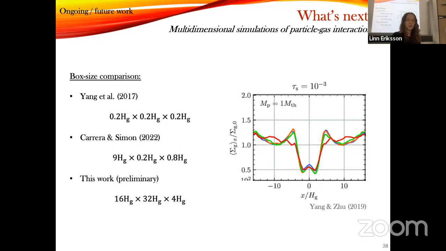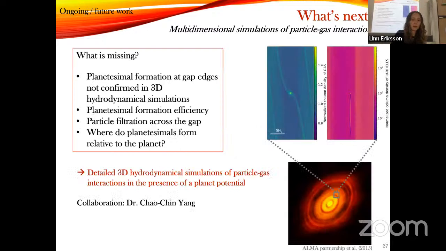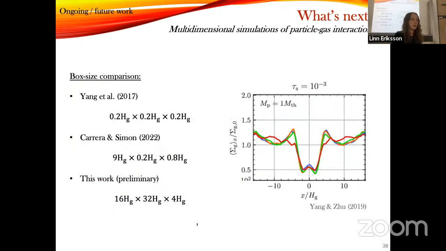But now in this work, we don't only need an artificial pressure bump, we need to fit the entire gap edge. Here is a plot from Yang and Su, where they have the shape of the gap in such a simulation in the 2D setup. Here we see that if we want to fit the entire gap edge, and we also need a bit extra to get the boundary region, we probably need a radial size of about 16 scale heights. And because we can't just artificially make the pressure bump stable, we also need to resolve this entire horseshoe orbit here. So we probably need at least as big in the Y direction as well, and probably twice as big. So that's 32 scale heights.